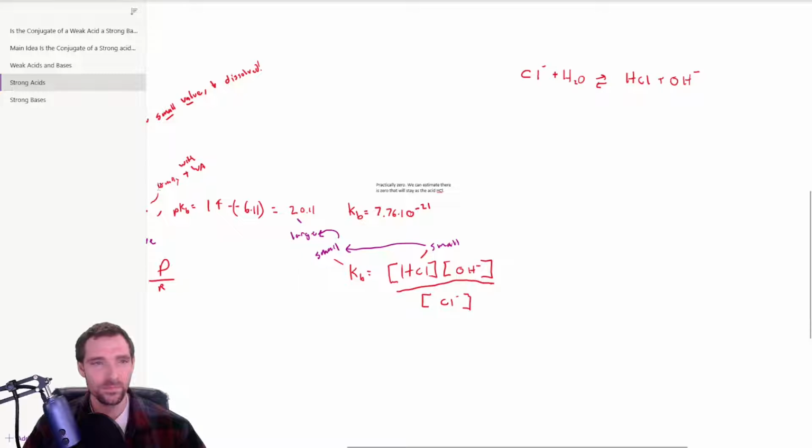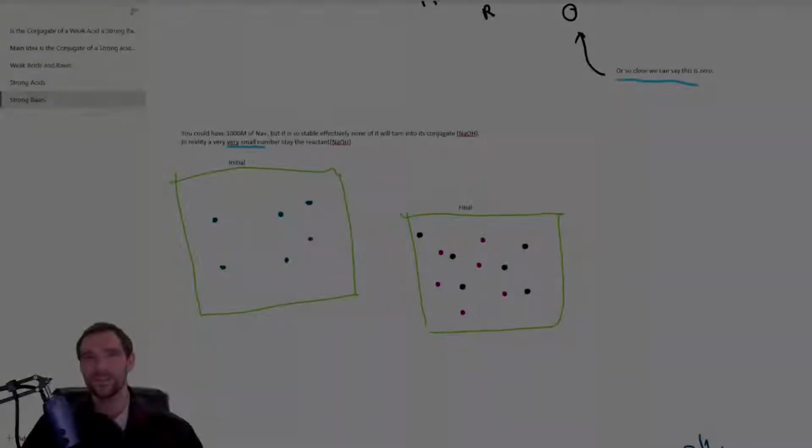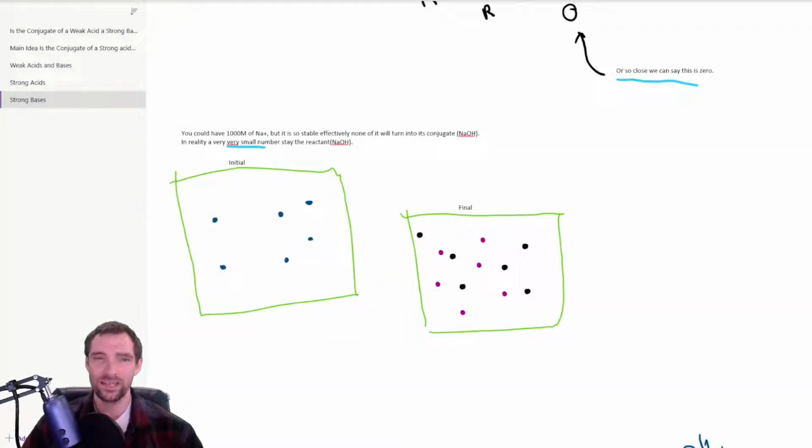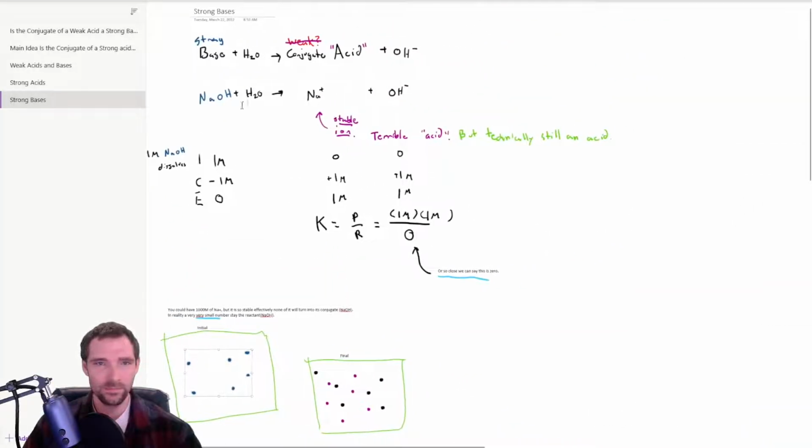Okay, bases are pretty much the exact same, just you're flipping how you're looking at things. So very similar to the strong acid, the strong bases are going to dissolve completely. They're going to dissociate completely and turn into their conjugates. So if you have NaOH, and it dissolves, you can then consider the sodium and the hydroxide ions to be the products.